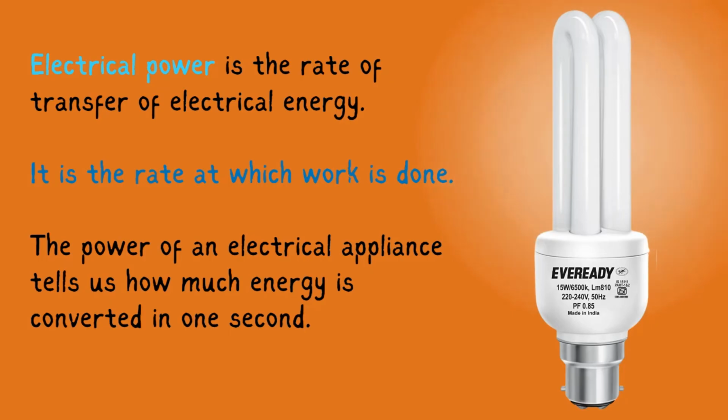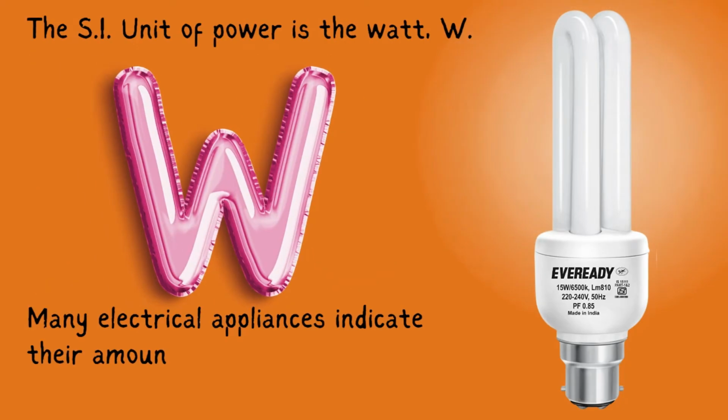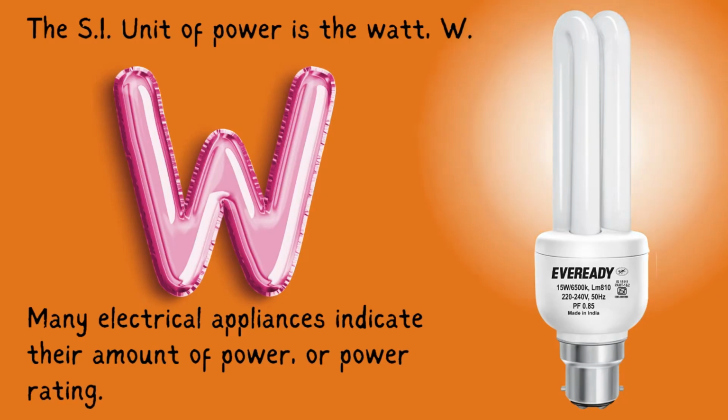Electrical power is a rate of transfer of electrical energy. It is the rate at which work is done. The power of an electrical appliance tells us how much energy is converted in 1 second. The SI unit of power is the watt, which has a capital letter W as its symbol. Many electrical appliances indicate their amount of power or power rating.